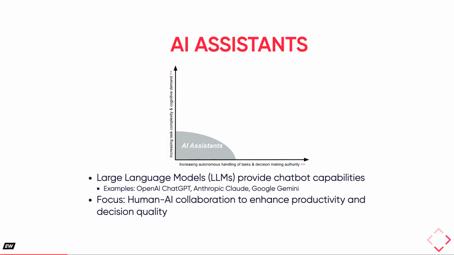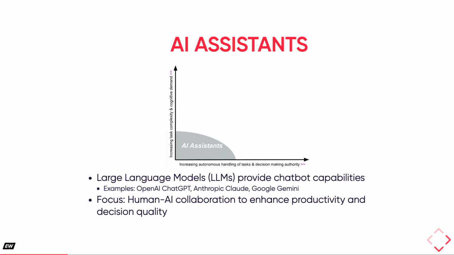Let's dive a little deeper into this by focusing on AI assistants, likely the EverWorker type you're most familiar with. Again, think of tools like OpenAI's ChatGPT, Anthropic's Claude, or Google's Gemini. These are powered by large language models, or LLMs, which provide their impressive chatbot capabilities. As you can see on the graph, AI assistants typically handle tasks of lower complexity and operate with a lower level of autonomy. When thinking about human knowledge work, they primarily provide human question, AI answer assistance.